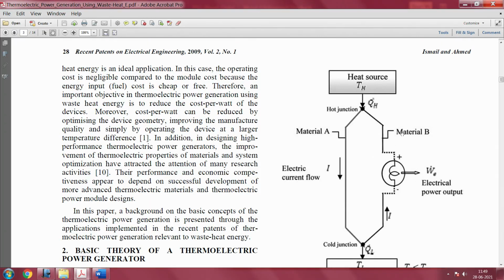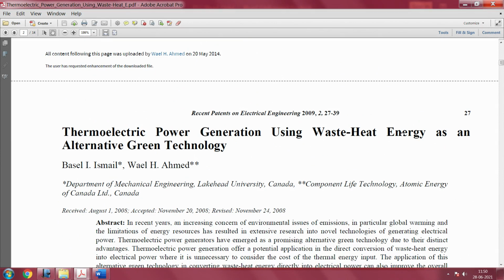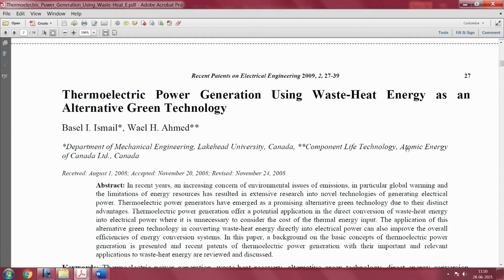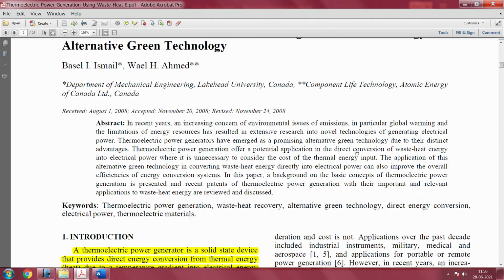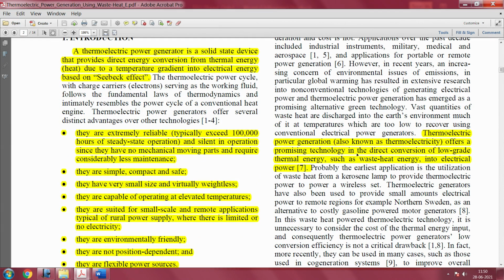So, this is a nice picture, and this picture we got from this paper, Thermoelectric power generation using waste heat generation as an alternative green technology. Anyway, there is heat potentials and waste heats out there in several factories where there are furnaces and all that. So, you want to tap from that and you want to drive your IoT sensors, and that is something that you can easily do in your labs. Well, this paper also talks about several advantages of doing it this way.